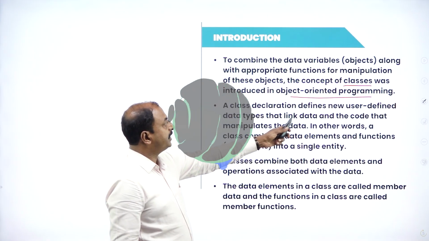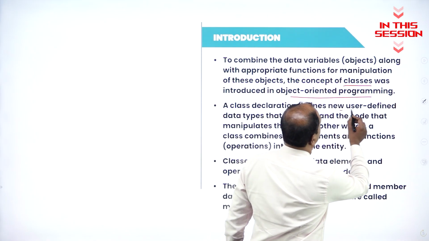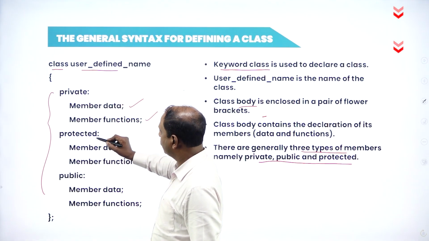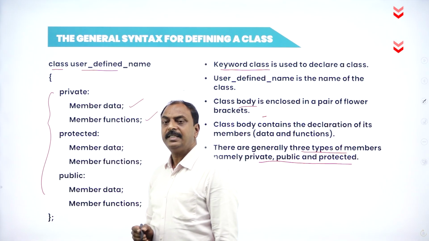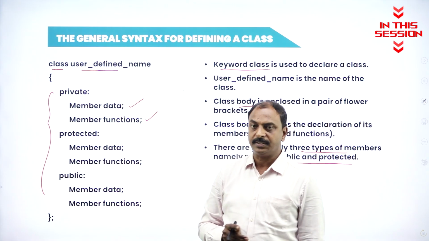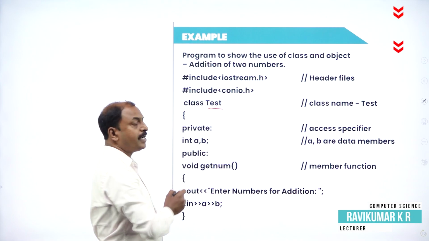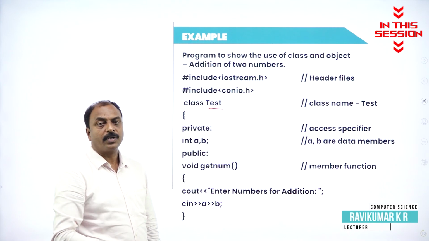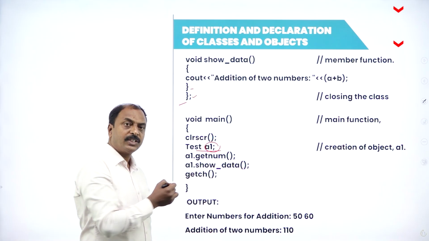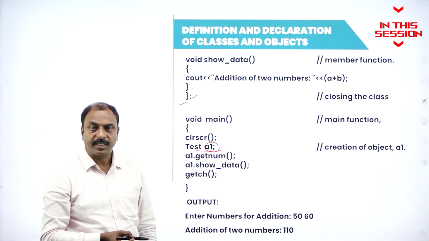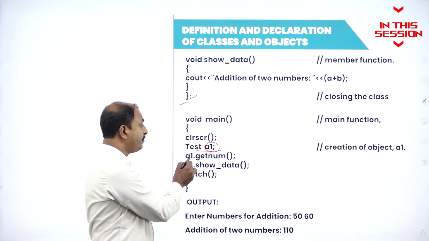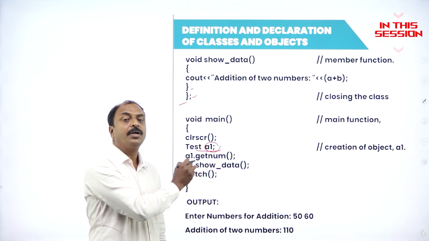A class declaration defines a new user-defined data type. In the syntax, private, protected, and public are called access specifiers. For addition of two numbers, we require two numbers A and B, that is, to enter values for two numbers. The syntax to invoke a function inside the class is object name dot get num. Here dot is an operator.